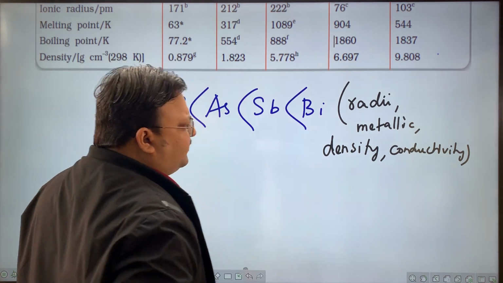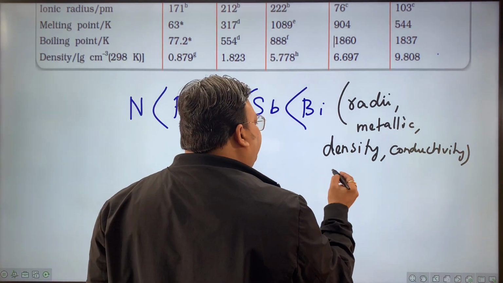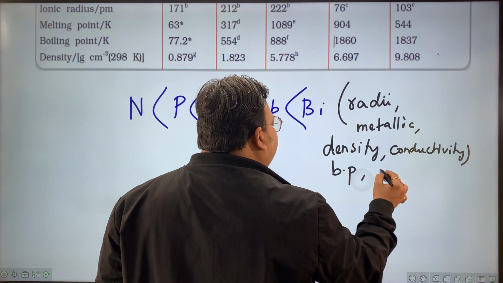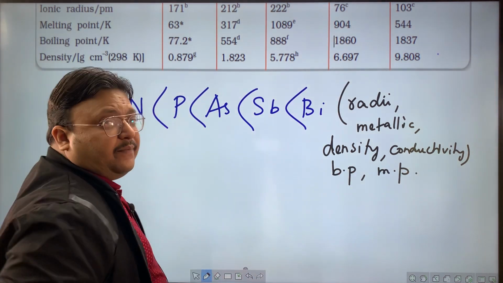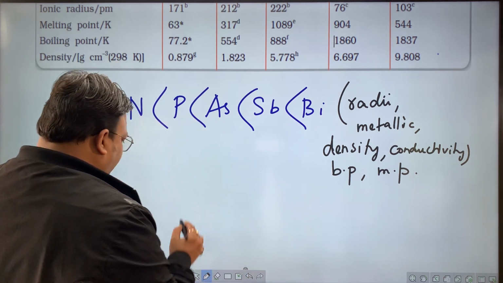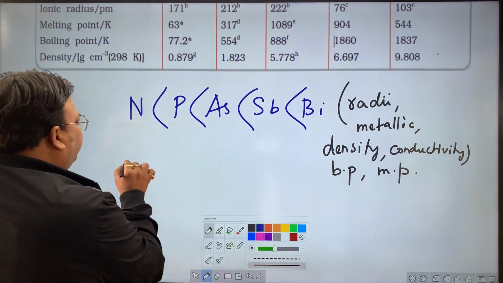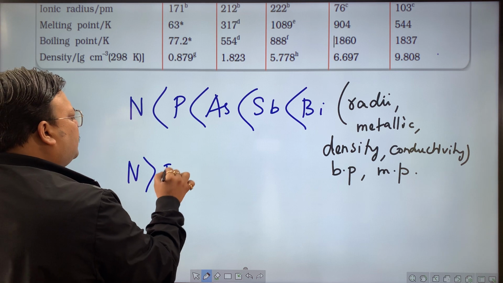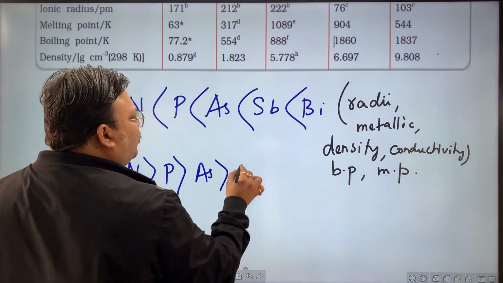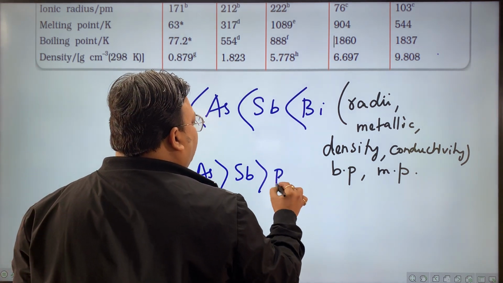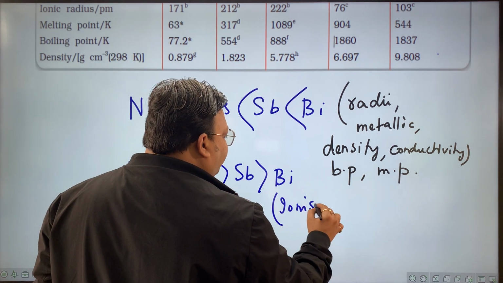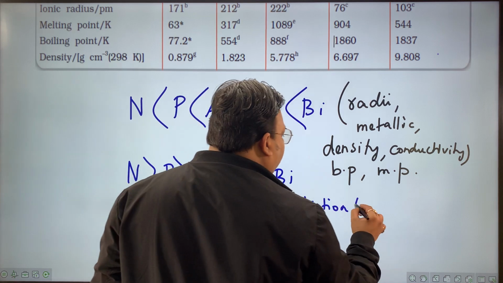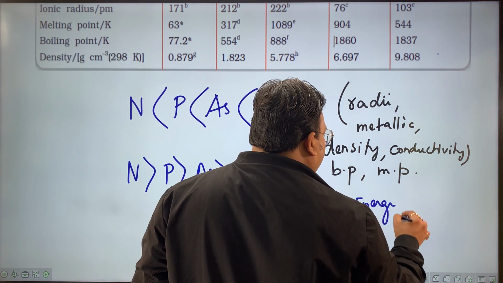These are expected orders. This is also expected to be the order of boiling point and melting point, although we'll see there is going to be a catch here. But otherwise, all of these could be very naturally understood. Nitrogen more than phosphorus, more than arsenic, more than antimony, more than bismuth. Down the group, ionization energy decreases. So this might very well be the order of ionization energy or ionization enthalpy.